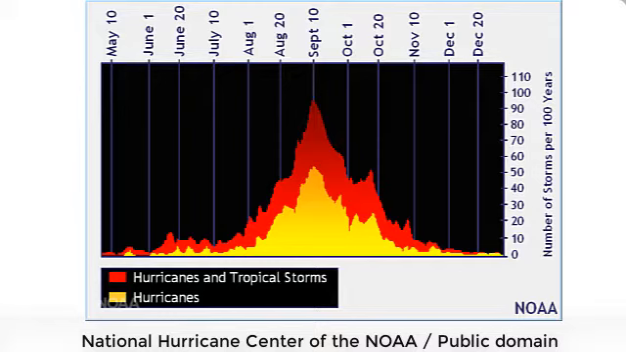And today I want to talk about hurricanes. Now, the official start of hurricane season is June 1st, and it extends to November 30th, although they can happen at any time of the year. And the peak of hurricane season is actually in September.